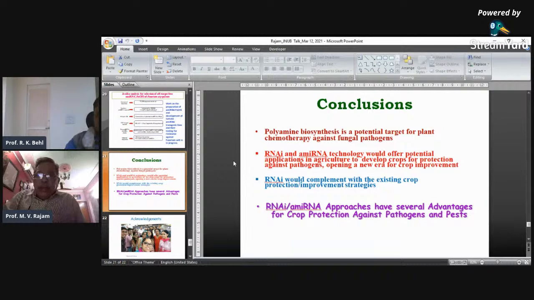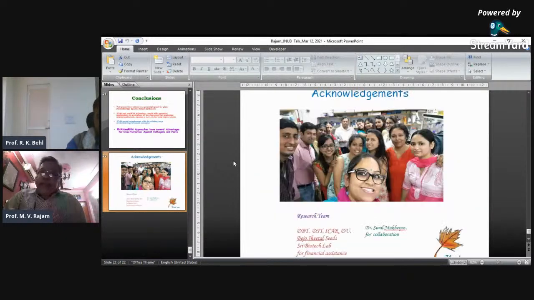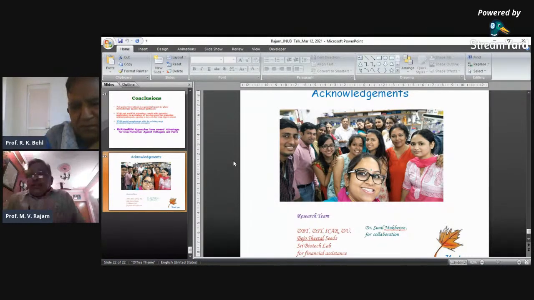In fact, RNAi as well as artificial microRNA approaches have several advantages for crop protection against pathogens and pests, because in RNAi lines or artificial microRNA lines there won't be any foreign protein. So the host protein machinery is not at all utilized, and in the absence of a transgenic protein, it is very unlikely that the target fungal pathogen would gain resistance. In the usual transgenic approaches you have a transgenic protein, so there is a possibility that the target fungal pathogen can gain resistance.